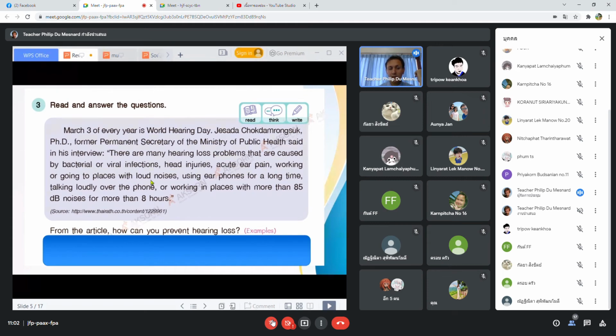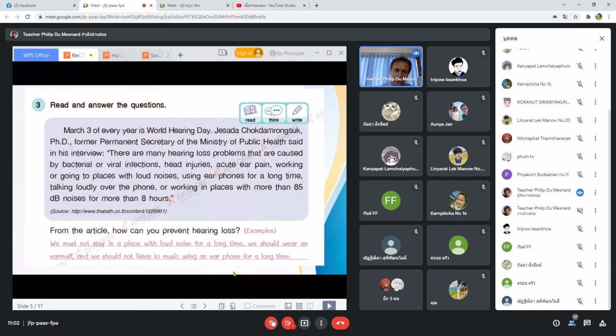Then if you're at a loud place, you should just put some earmuffs on, because it will help to protect your hearing. And then listen to loud music, no. Maybe if it's 1 hour, it's okay, but don't listen to loud music for a long time, because it will be bad for your hearing.